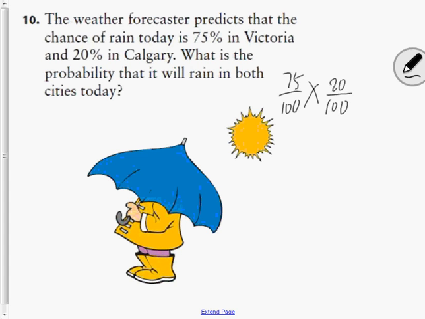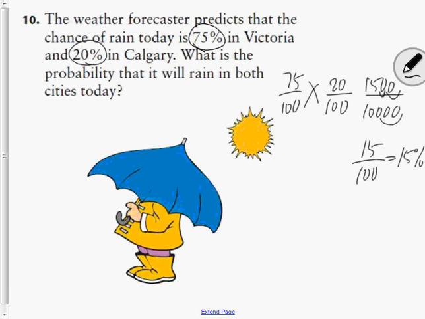And if you multiply those two out, you get 1500 over 10,000. Or if I was to reduce it to a fraction out of 100, it would be 15 out of 100, which is around 15% probability. And it seems counterintuitive because if it's 75% in Victoria and 20% in Calgary, it seems only reasonable to think that the probability of it happening in both events should be the average of those two, which would be 75 plus 20 is 95. 95 divided by 2 would be 47.5%.